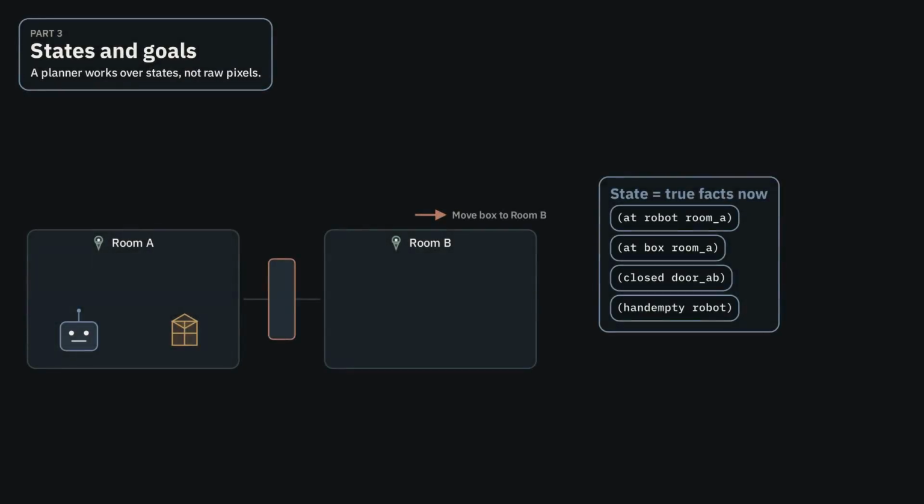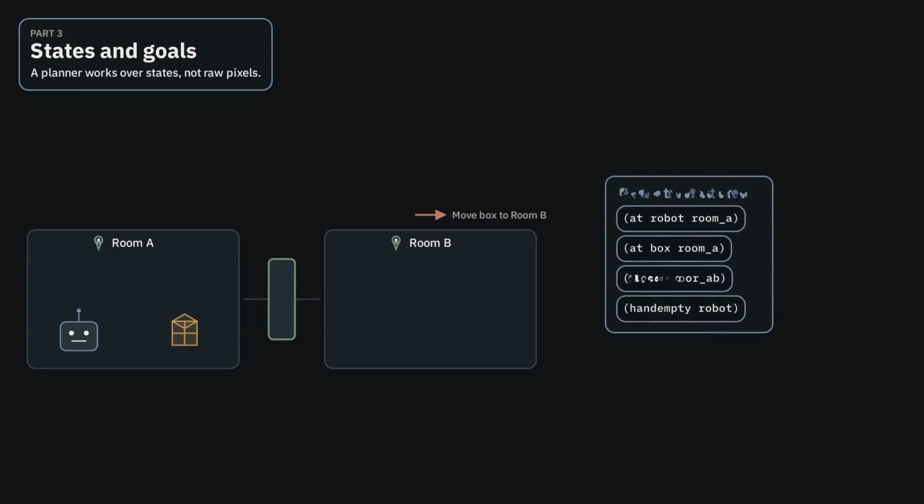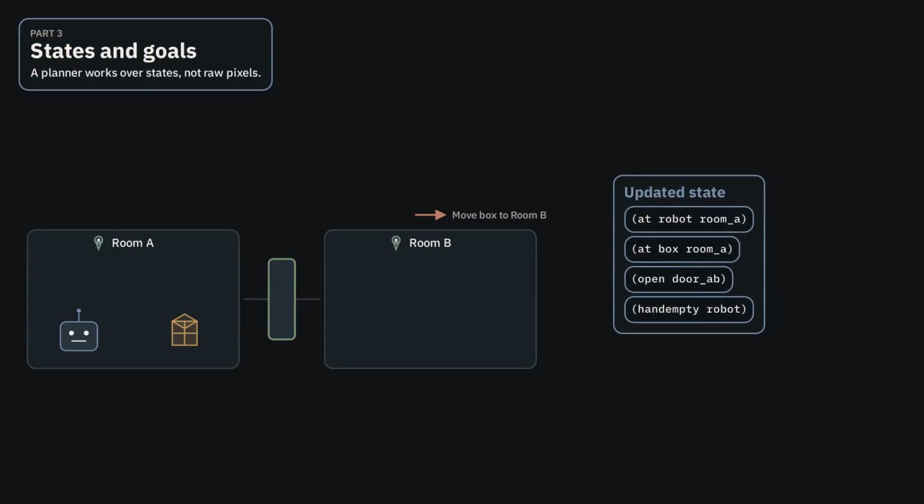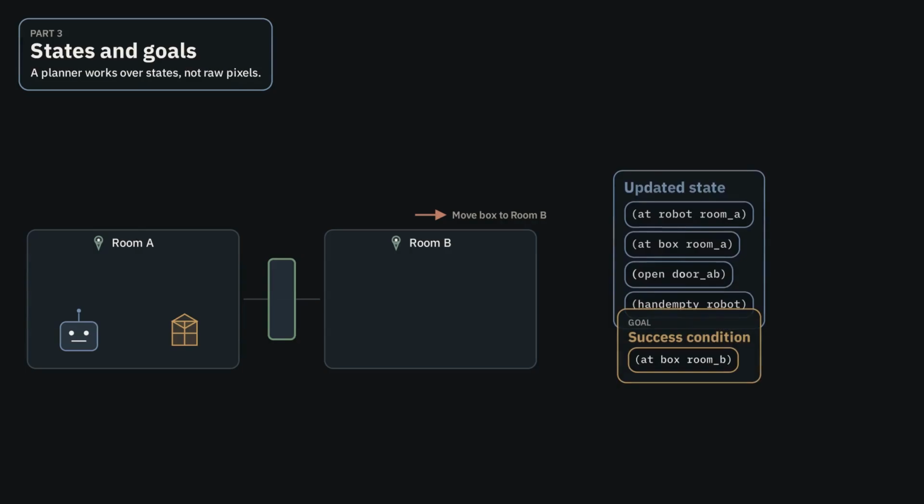Now we can define one of the most important ideas in planning, the state. A state is the set of predicates that are currently true. In other words, a state is a symbolic snapshot of the world at one moment. If the door is closed, that fact is in the state. If the hand is empty, that fact is in the state. If the robot later opens the door, the state changes because the set of true predicates changes.